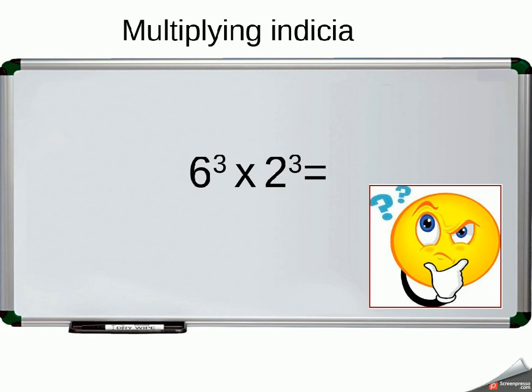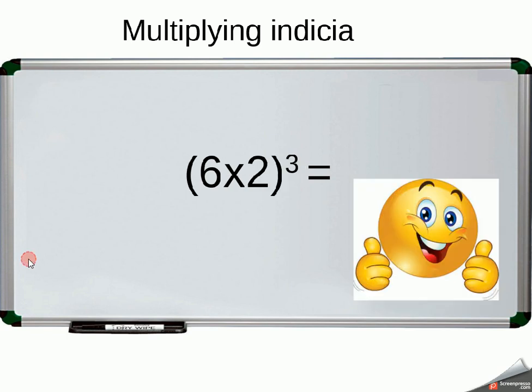So let's have a look at how we multiply indicia. Well, firstly, we look at what happens if the bases are different. So in these two indicia, the bases are 6 and 2, they're different, but the powers are the same. So the first one is 6 to the power of 3, and the second one is 2 to the power of 3. So that's the rule we are going to look at here: the bases can be different, but the powers have to be the same.